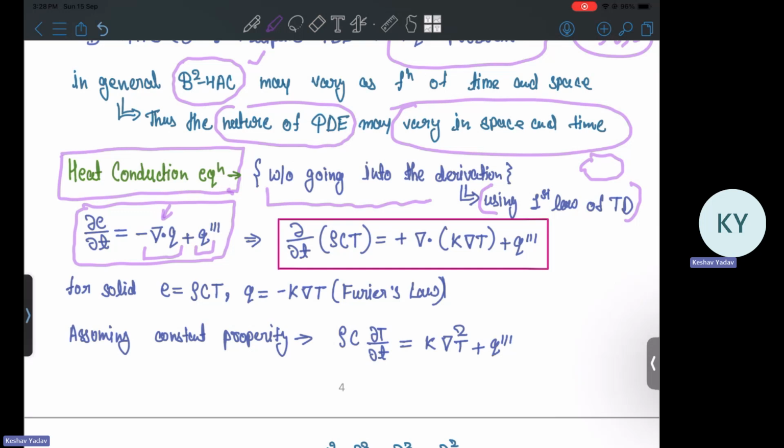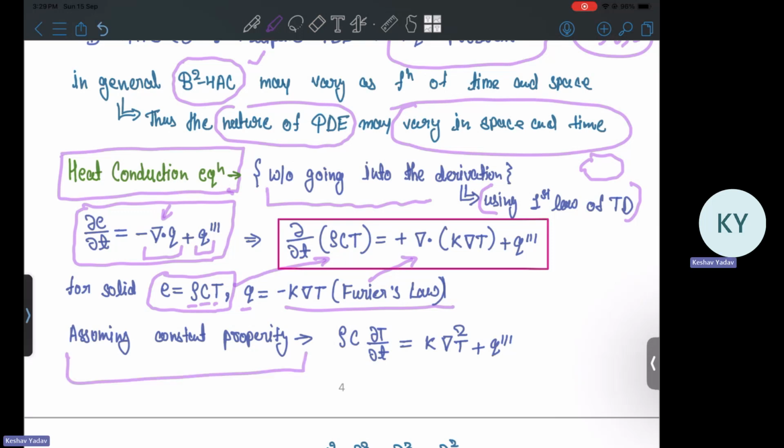So flux coming into the control volume and heat generation. For a solid, the energy in the control volume can be represented as rho C T, and the flux Q can be represented by Fourier law of heat conduction, minus K grad of T. Then by putting these two values here, we find the conduction equation.